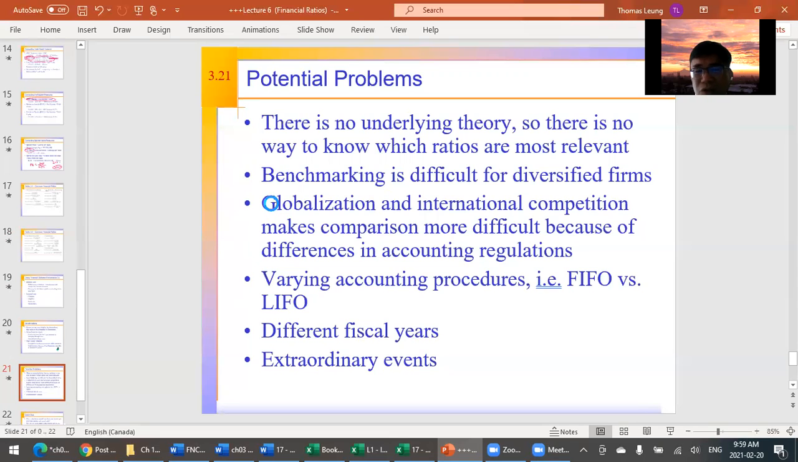Number two is benchmarking, that is, what you need to compare to. Should I compare to last year? Yes, of course. Should I compare to other companies? Yes, of course, it's good. But which company?